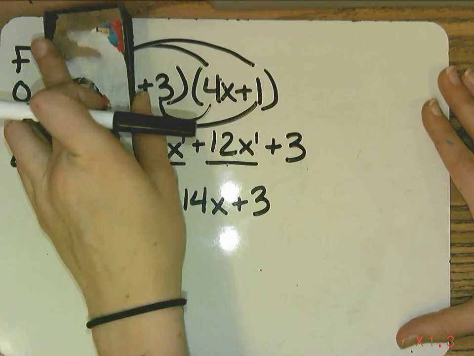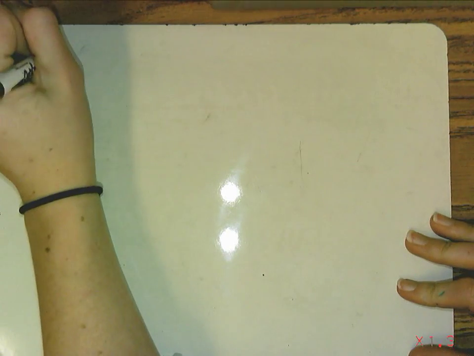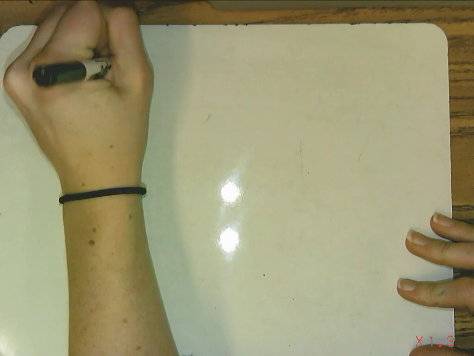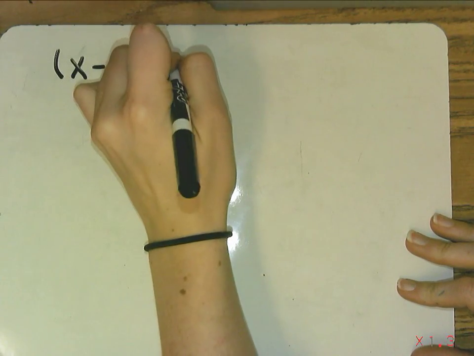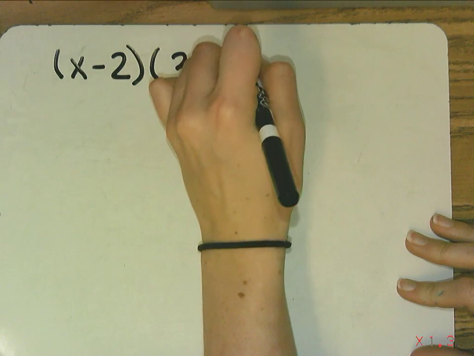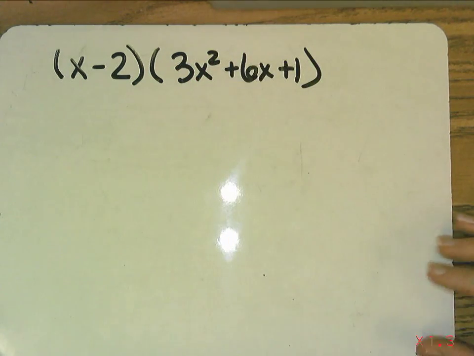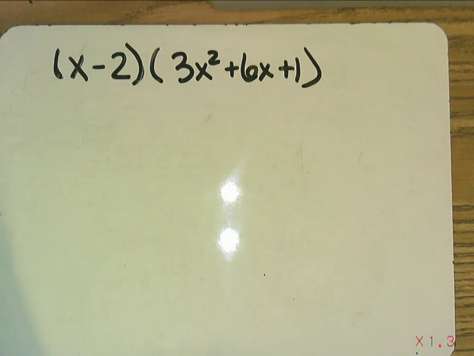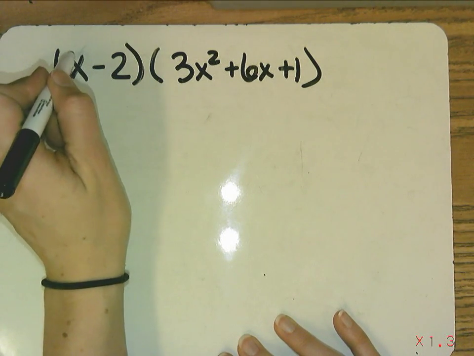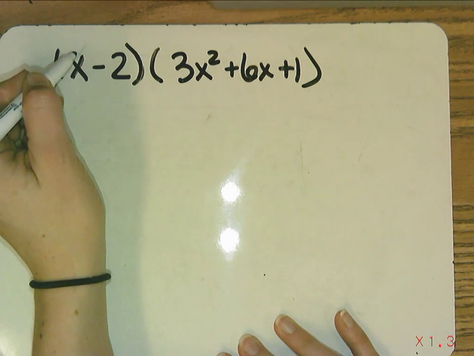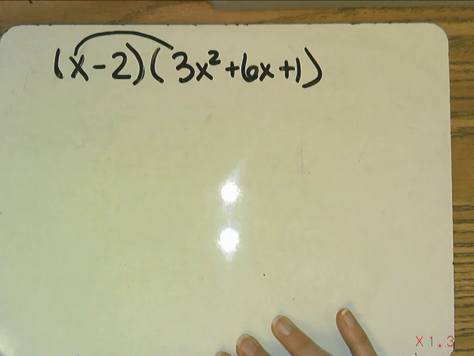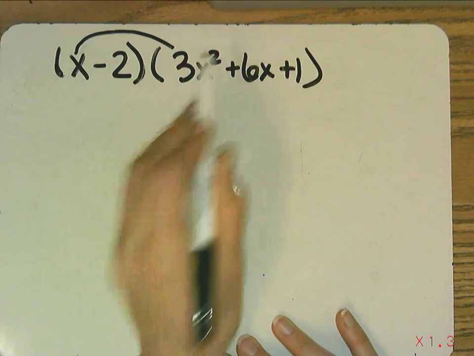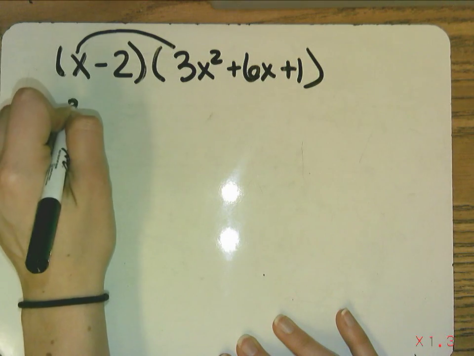Let's try multiplying something larger, like a trinomial. So if we have x minus 2 times 3x squared plus 6x plus 1, we're sort of going to use FOIL. We're going to use the same kind of concept, but we're going to take things one at a time. So really what we're going to do is take the first term in our first polynomial and multiply it by the first term in our second polynomial. So x times 3x squared gives me 3x cubed.